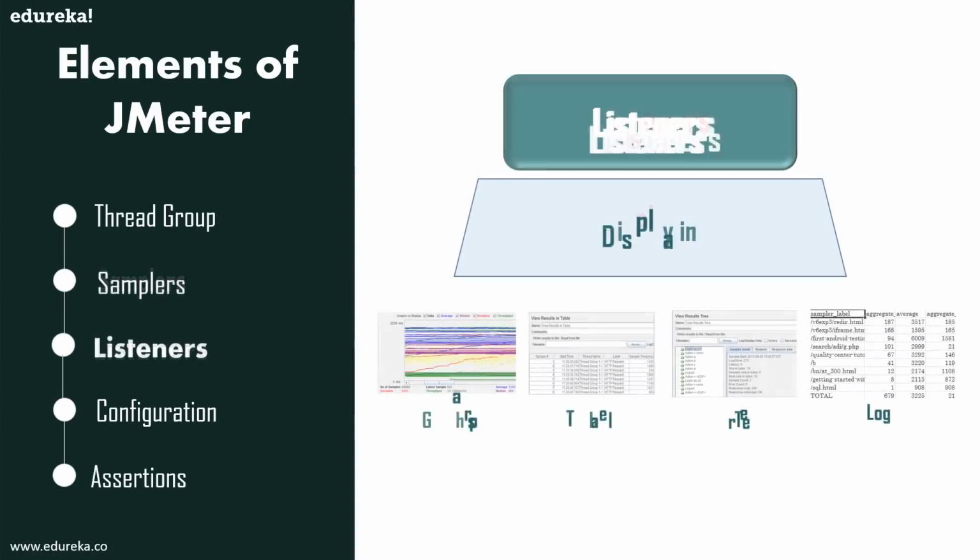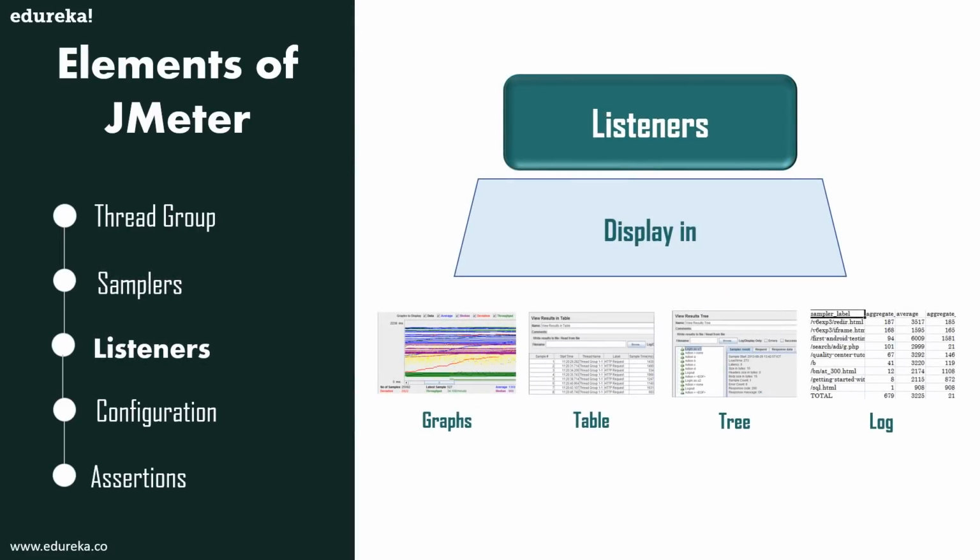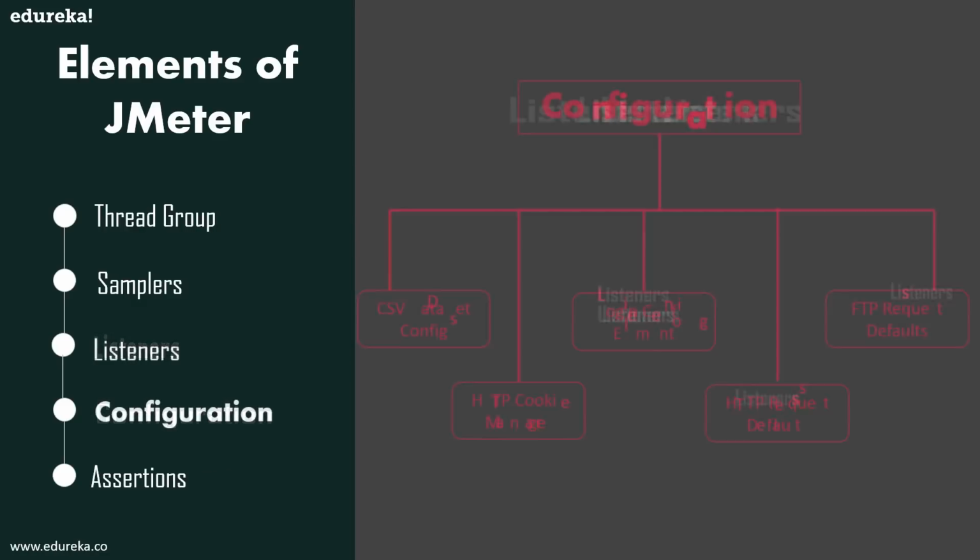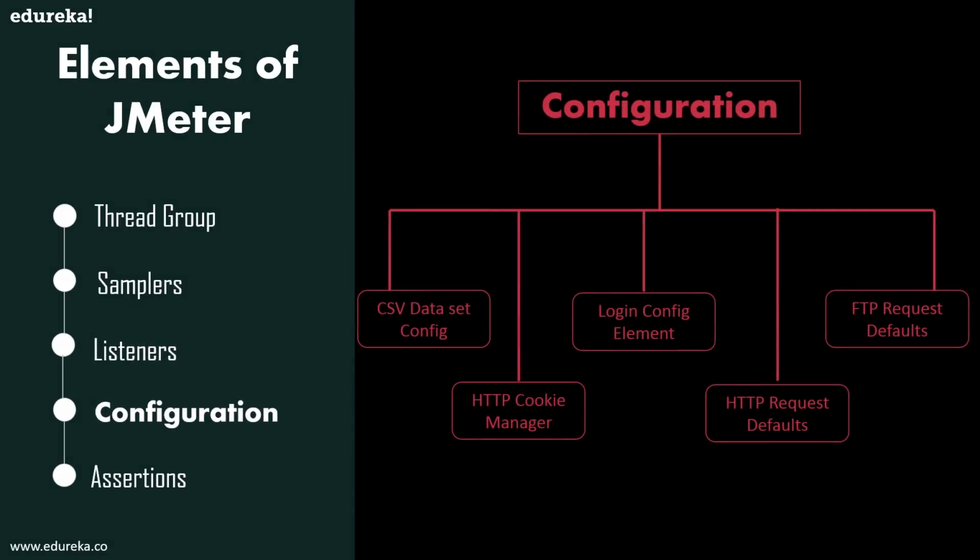Next up is the listeners. Listeners show the results of the test execution. They can show results in different formats such as a tree, table, graph, or log file. Then we have the configuration elements, which set up defaults and variables for later use by samplers.